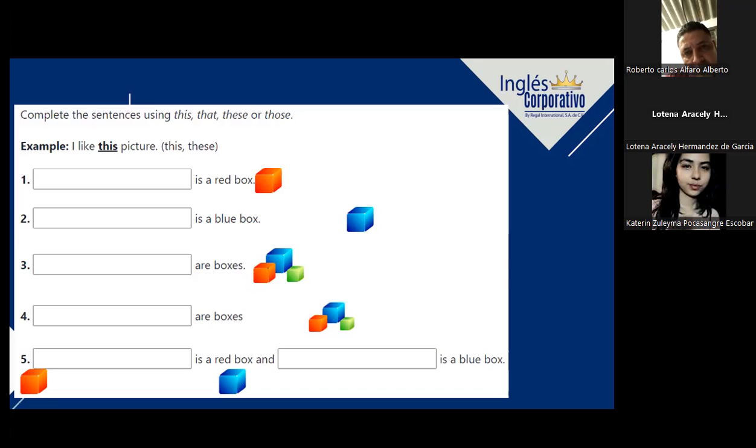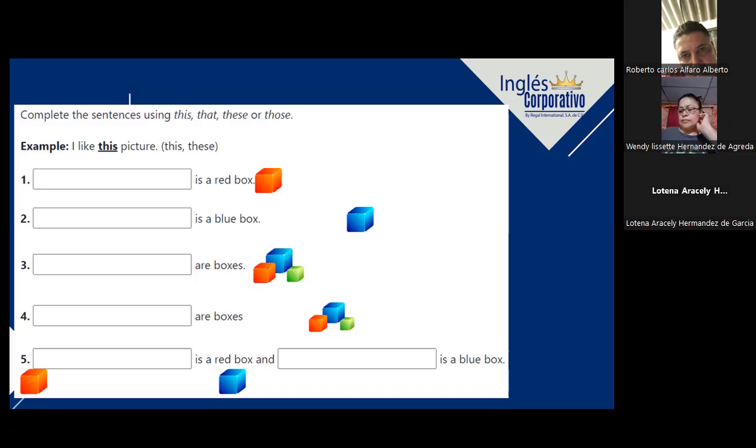Look at this one. Number one, what do you think? This is a red box. Mm-hmm. That is a red box. So you can also use these, that, this, and those. I want you to try and write these, that, this, and those, and then we're going to compare it together, all right? I will give you a couple of minutes to complete it according to the picture. If you have doubts, don't worry, because at the end we will give feedback about this exercise. Let's do it.